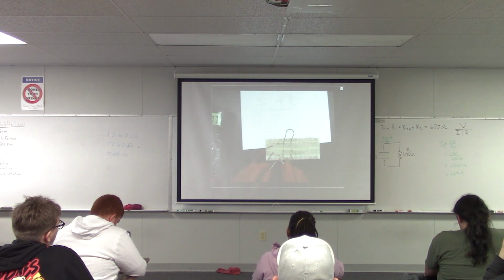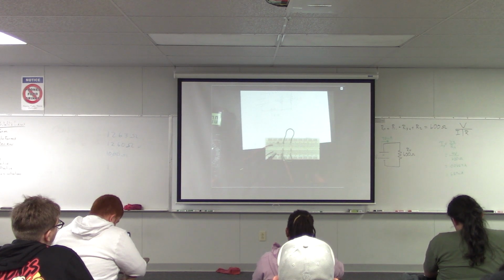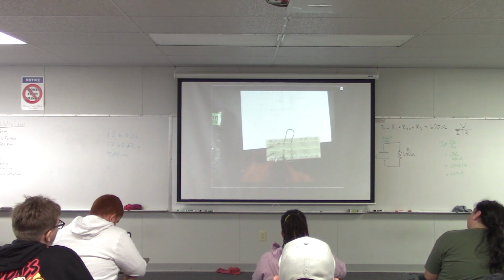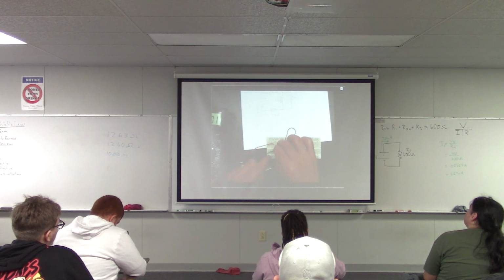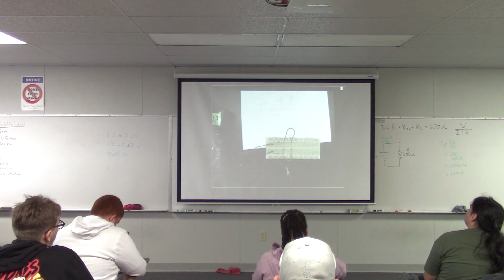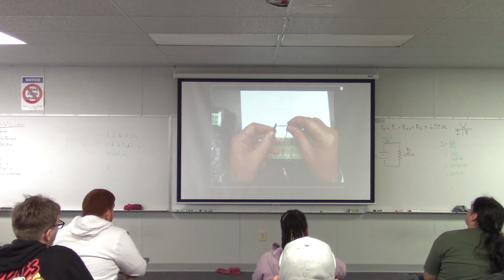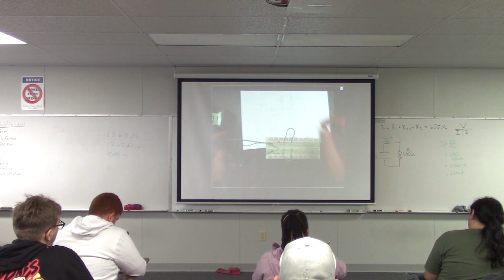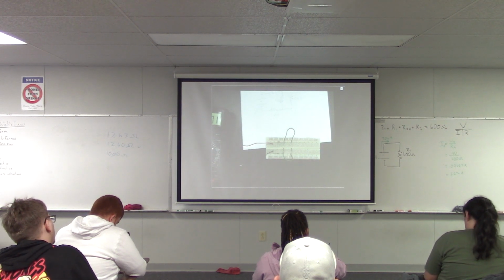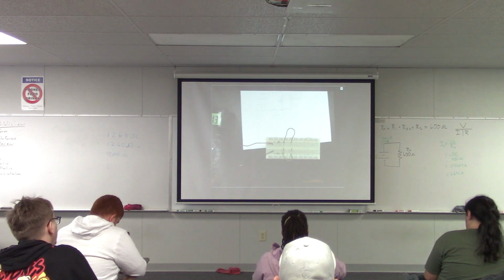You can attach the leads directly to the resistor and measure voltage that way. But that does have a tendency to pull resistor legs out of the circuit. So what I recommend is that you grab a little jumper wire in each of the alligator clips on your meter, and then you just plug in those little leads where you want to measure voltage.